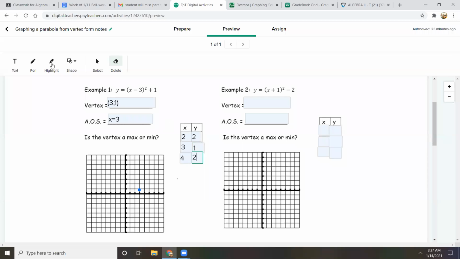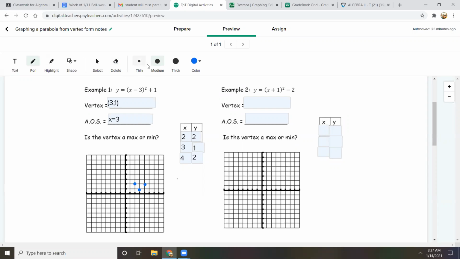So we're just going to plot these two other points. I have a point at (2, 2), so over 2, up 2. And then I have a point over 4, up 2. And if you ever need to delete something, you can click this delete and just click on it, like if you make a mistake or if it's sloppy.